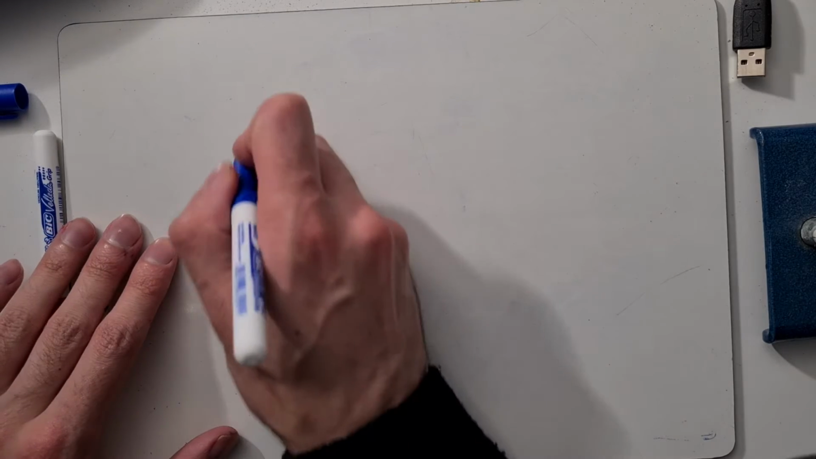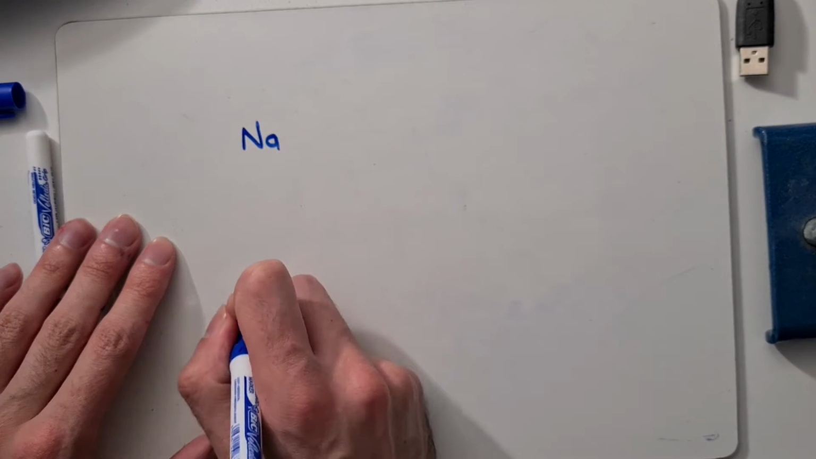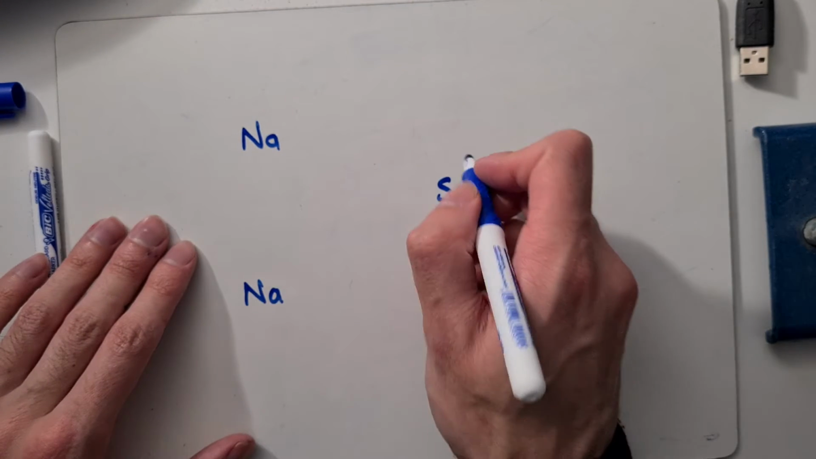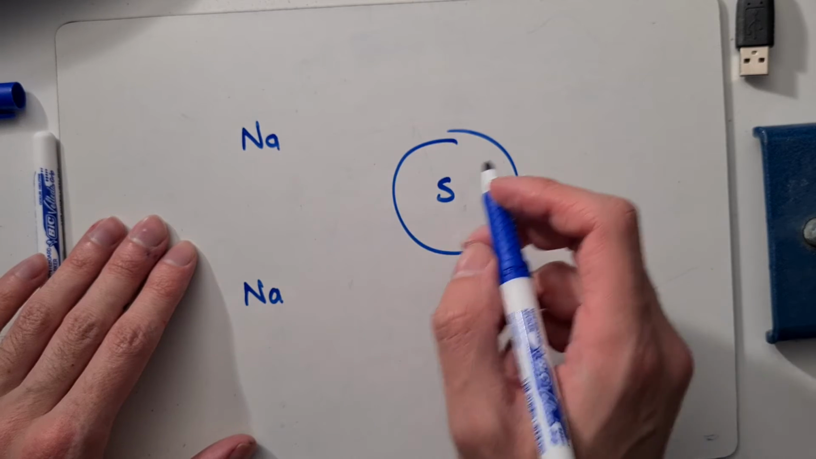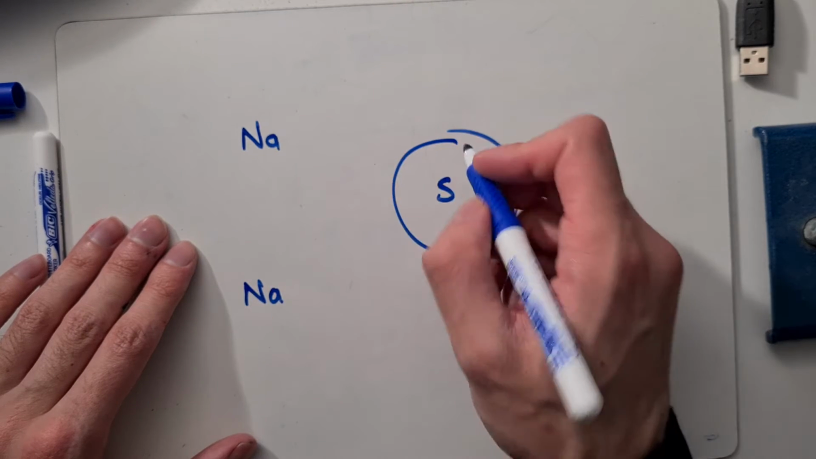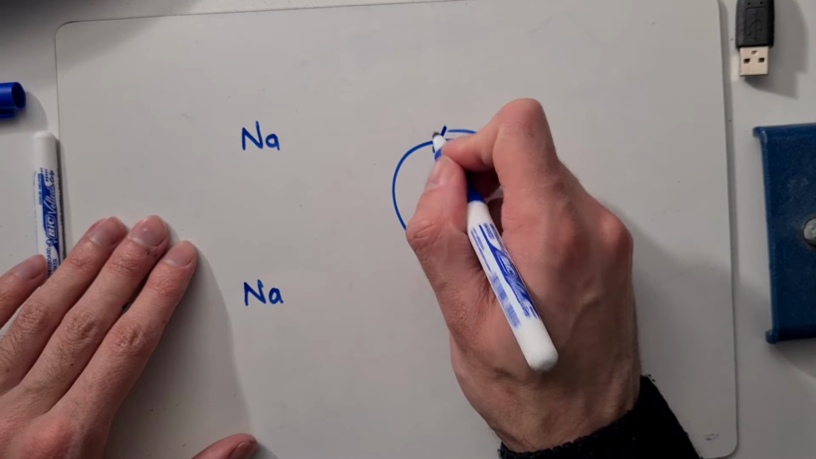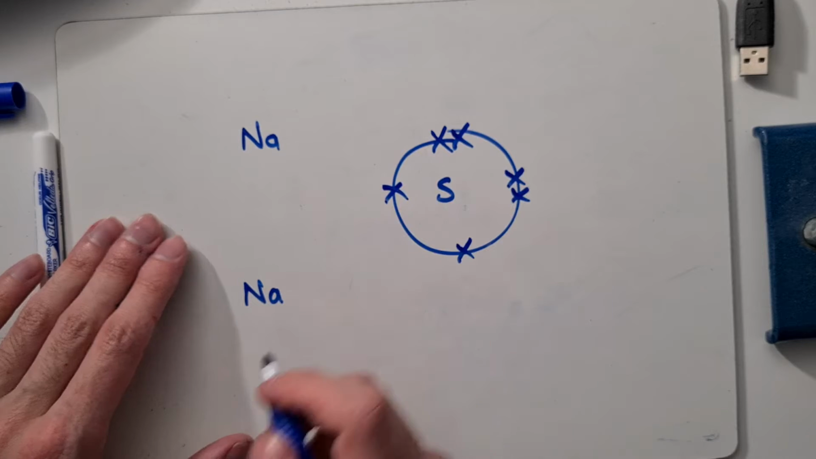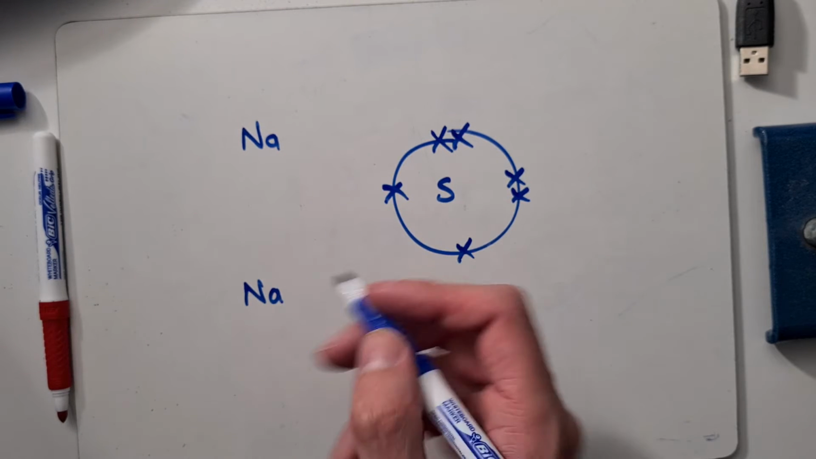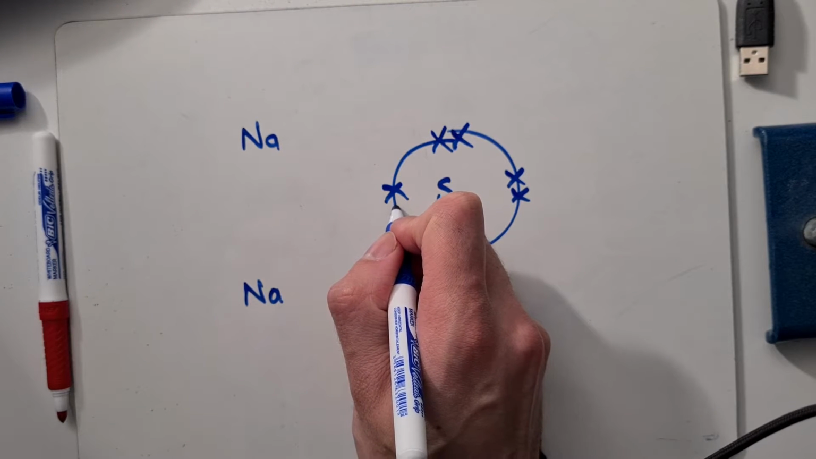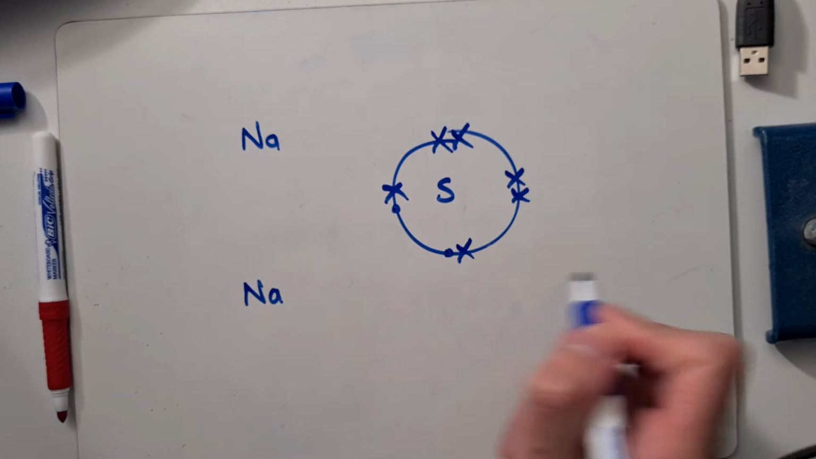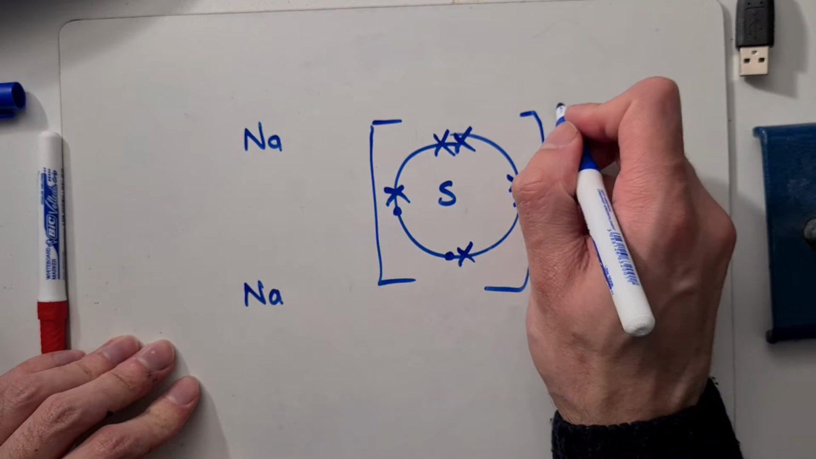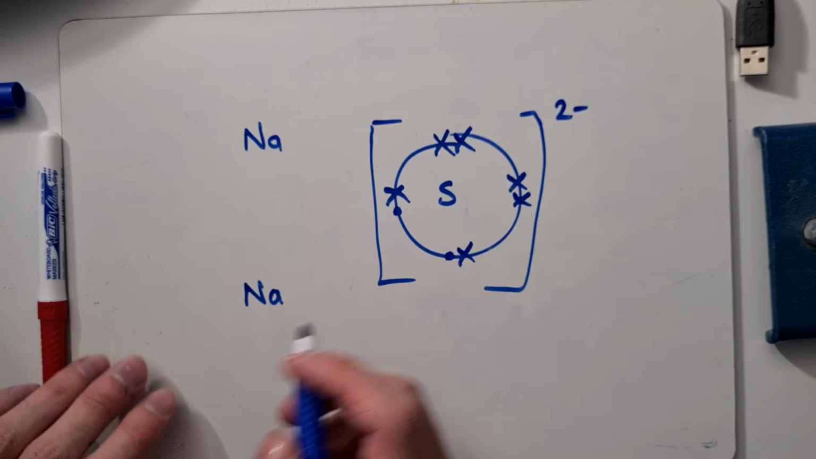So first of all, we're going to have 2 sodiums to 1 sulfur. So sulfur, just say outer electrons only, sulfur is in group 6. So we're going to have 6 electrons in the outer shell. And now to get into a full outer shell, it is going to gain 2 electrons, which I've drawn as dots to show that they weren't its original electrons. And then it's going to become a 2 minus.